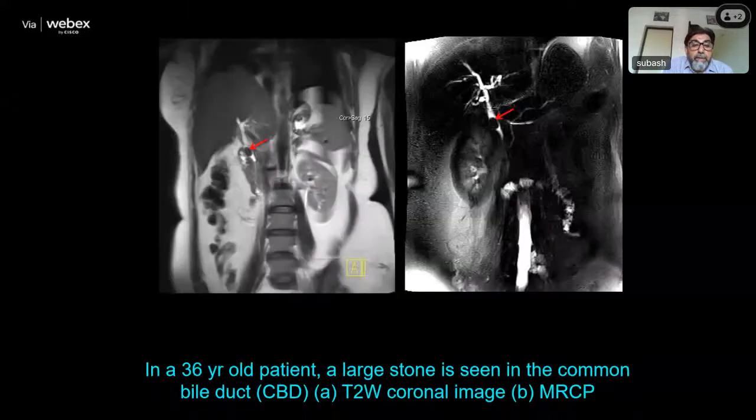So this is the common bile duct in the liver, CBD. You can see the small stones, shown in red and black. This is MRCP, an MR angiogram. You can see the stone here with the red arrow, and here also you are able to see it in the coronal section. You see a stone in the CBD.